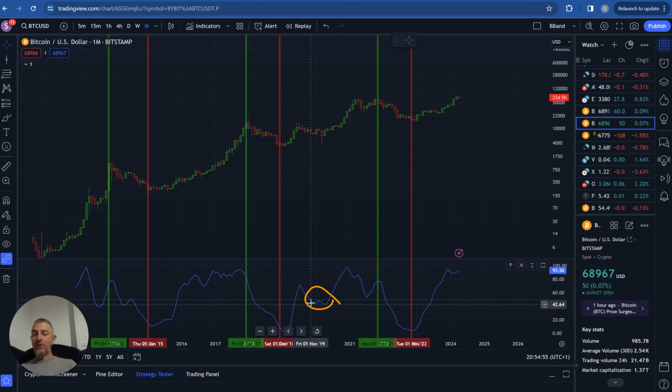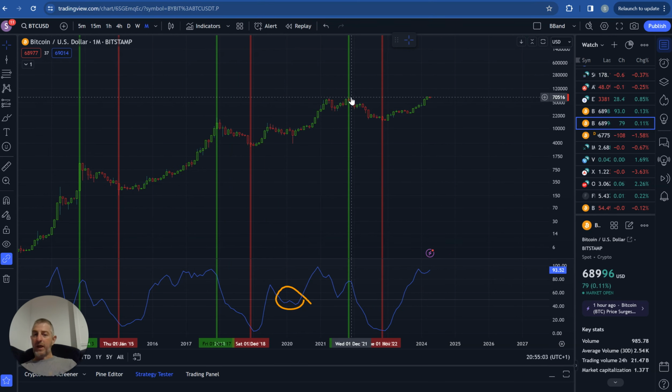So I'm going to ignore that cross, all right, and go to when it next crosses down, which again was after the high, and it was 1, 2, 3 months. So after the high was in here, 3 months later, momentum, using my definition, confirms bull market's over.